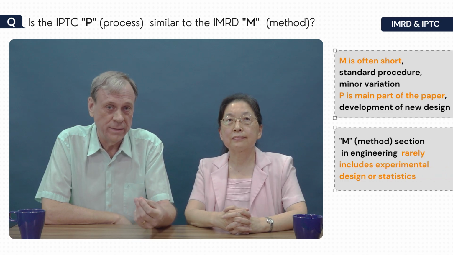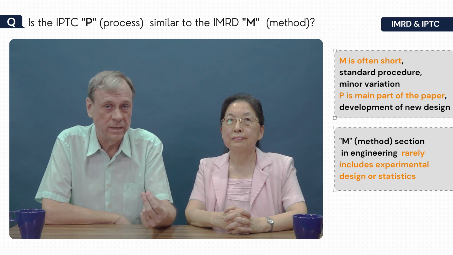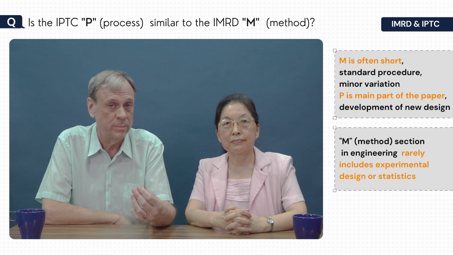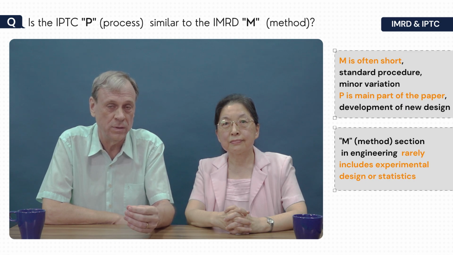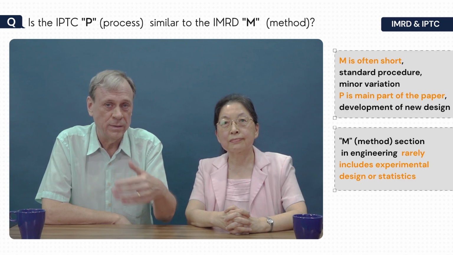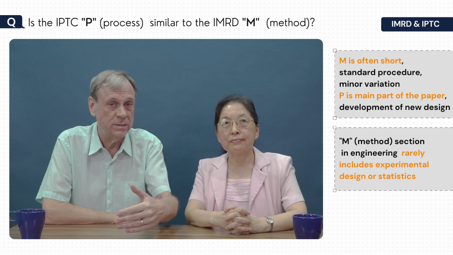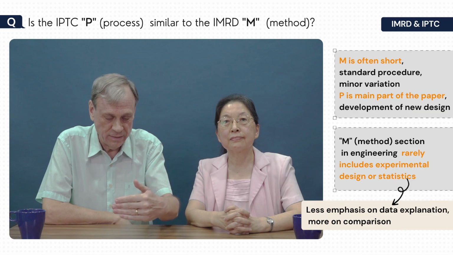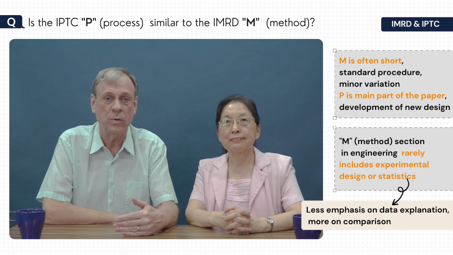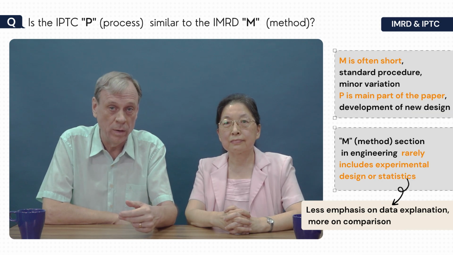Also, the method section in a science paper will usually include something about statistics. How did we test the significance of these results? But that's very rare in engineering. And usually anything that talks about the testing is combined with the results. So you have, we did this test, these are the results, this is what it means. And that will all be in one paragraph.